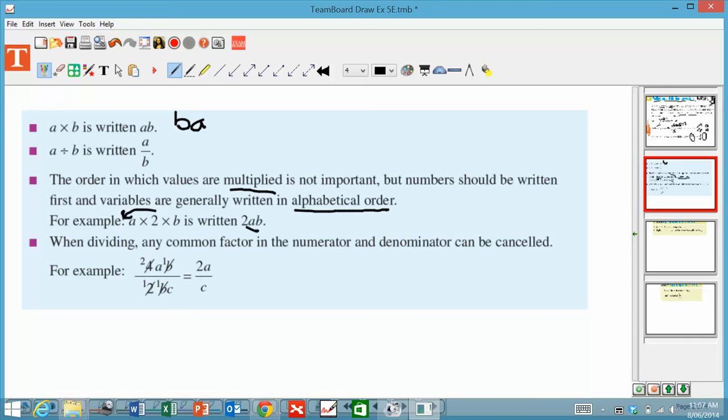When dividing, any common factor in the numerator and denominator can be cancelled out. So for example, the 4 and the 2. The highest common factor of 4 and 2 is 2. So 2 divides into 2 once, 2 divides into 4 twice. A, there's no A there, B can cancel out. Okay, so they're gone, don't worry about the little one. So you end up with 2A on the top and 1C, and I'm happy for you to write the 1 at this point, so 1C sitting at the bottom.